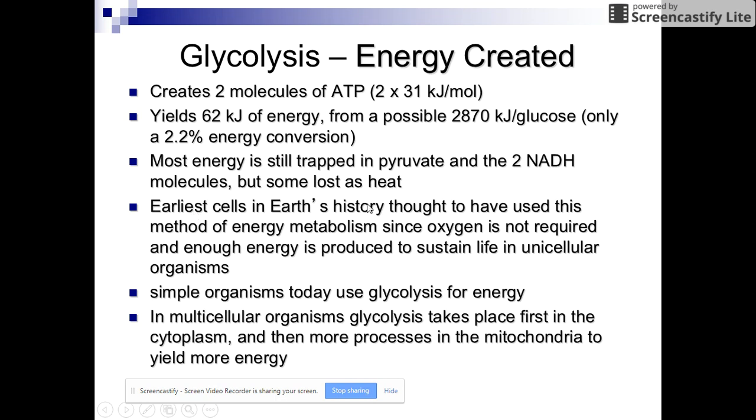It is thought that the earliest cells on Earth, because they were all prokaryotic, they did not have mitochondria, and there was not a lot of oxygen around, these cells used glycolysis to get their energy. And glycolysis was able to provide enough energy to these cells because they were only unicellular. There are still plenty of simple organisms that use glycolysis for energy today. But any multicellular organism uses the rest of cellular respiration, the Krebs cycle and electron transport chain, to produce most of the ATP. But they still do glycolysis, but it takes place in the cytoplasm.